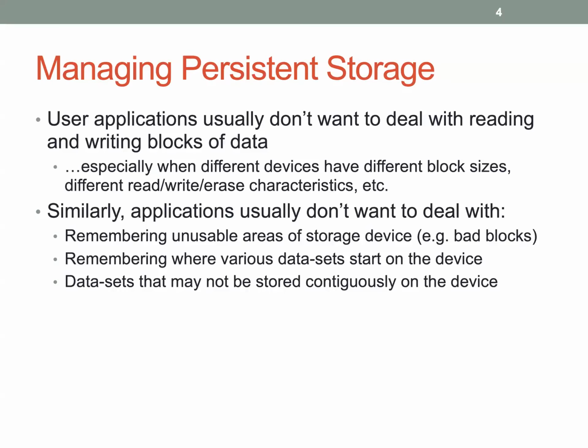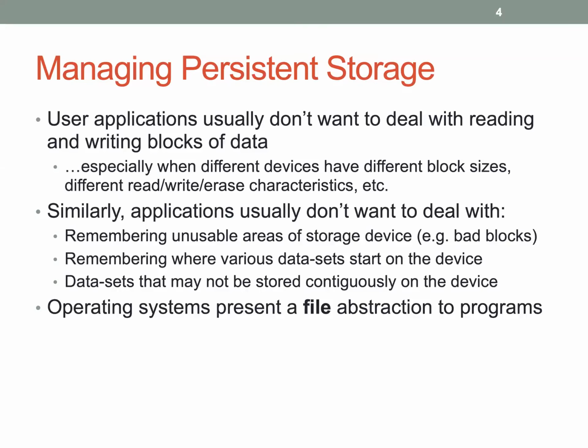Applications also don't want to deal with keeping track of bad sectors, detecting bad sectors, which is a pain all by itself, trying to recover from bad sectors that have just been detected, remembering where data sets start or where they exist. Are they contiguous or are they not contiguous on the storage device? So basically what the OS presents is this abstraction we all know as files. This may be something that you never really appreciated, but you will definitely appreciate it after Project 5 when you have to interact with how a file is laid out on a file system.